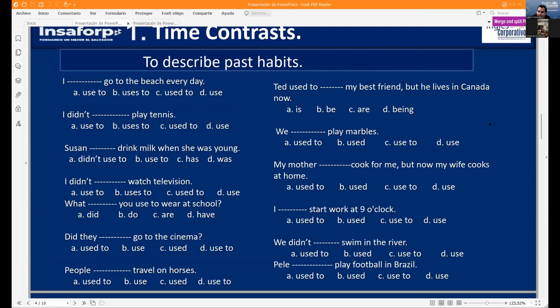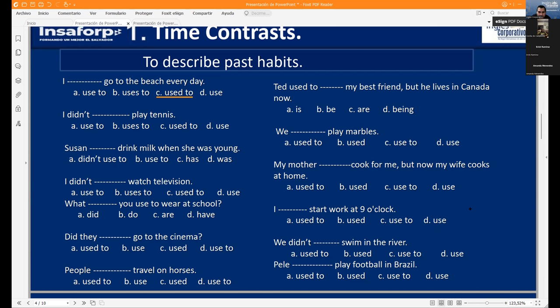What do you think is the right form for number one? I used to go to the beach every day. Excellent. Yes, letter C. You're right. What about the next one? So sorry that I didn't number them, okay?